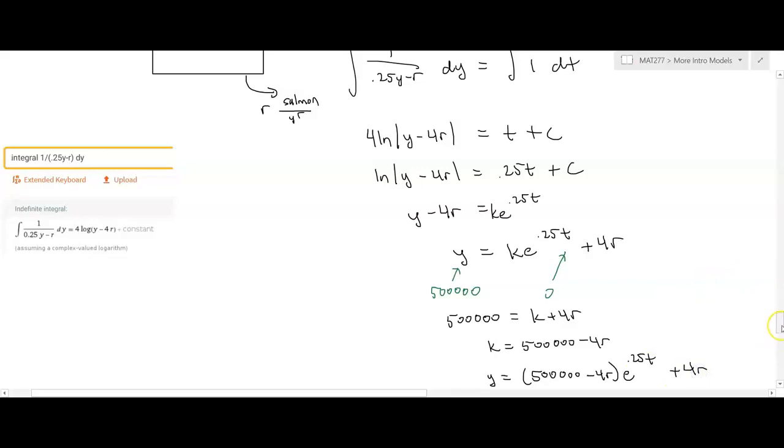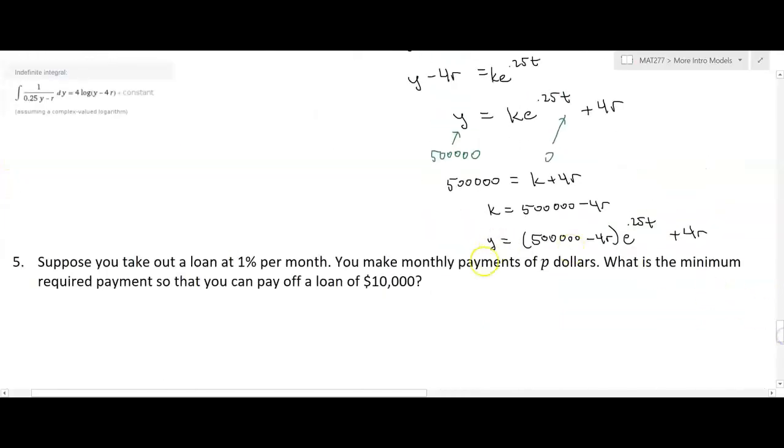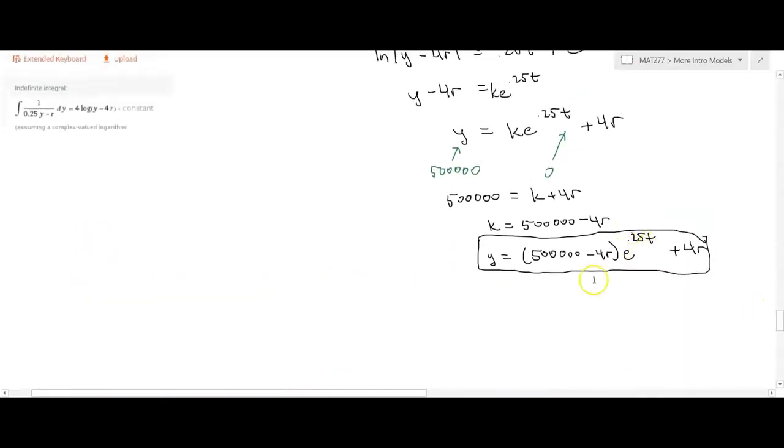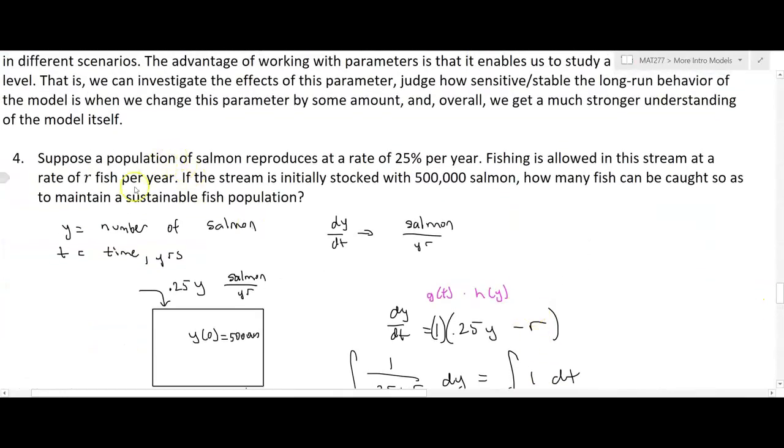And now this is the number of salmon. This is the model for the number of salmon in our lake, our pond, excuse me, or wherever, stream, whatever it is we're talking about. So with that being said, we now can take a look at this for various values of R, and we want to determine how many fish can be caught so as to maintain a sustainable fish population.